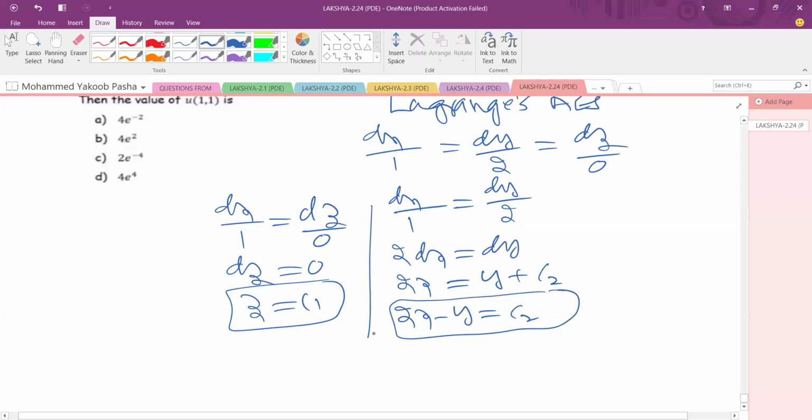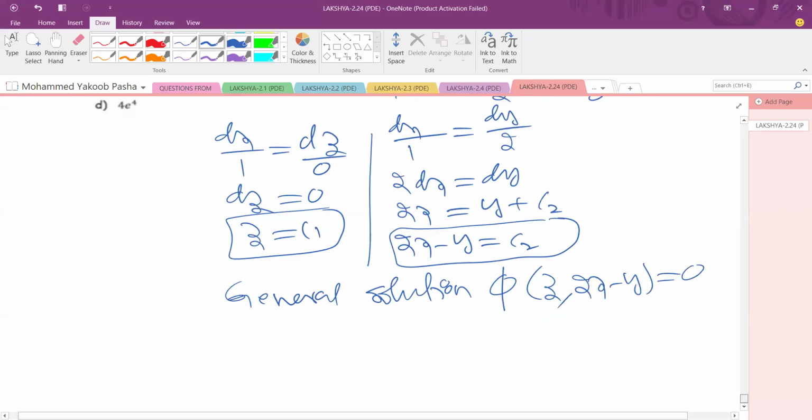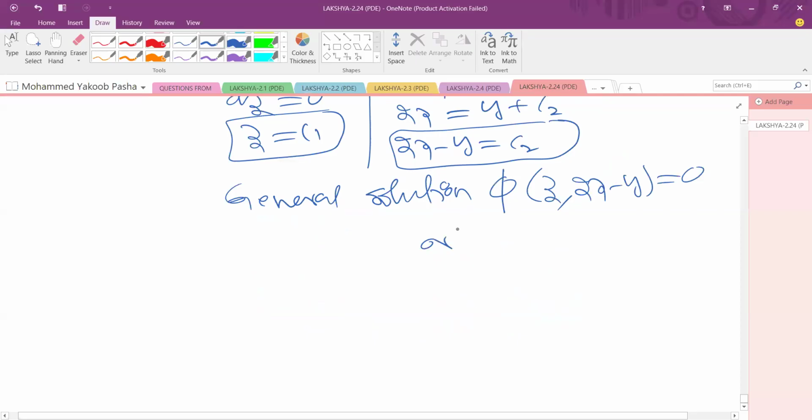So when we have two curves, we can write the general solution. The general solution is some function of the first curve comma the second curve. This also can be written as phi of 2x minus y is equal to z.